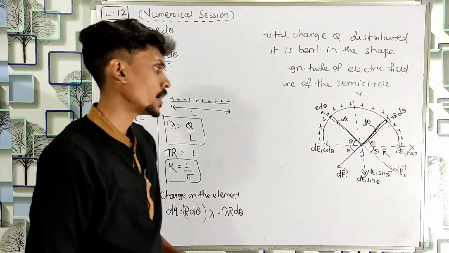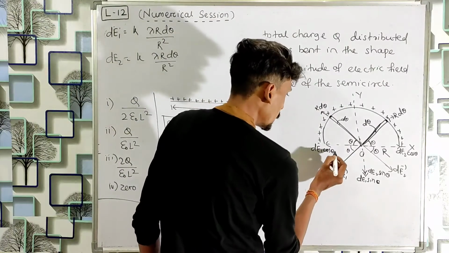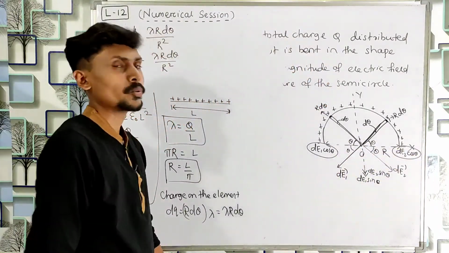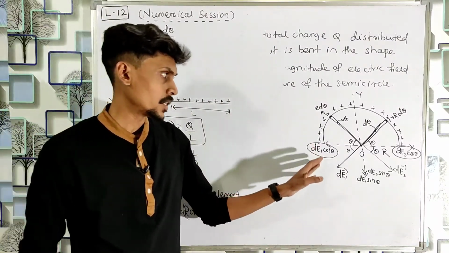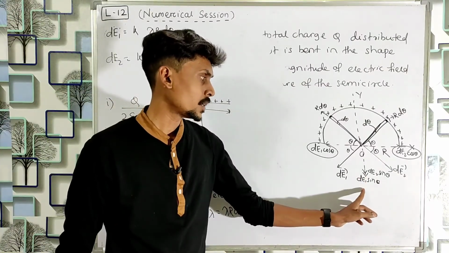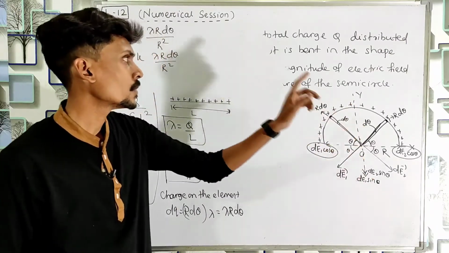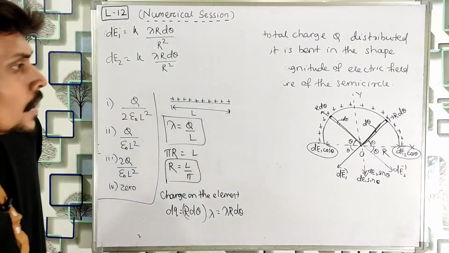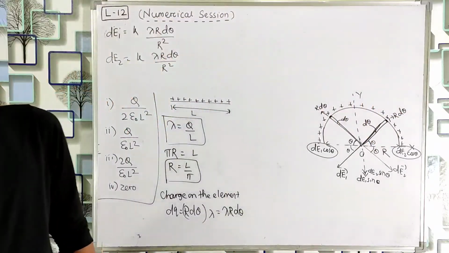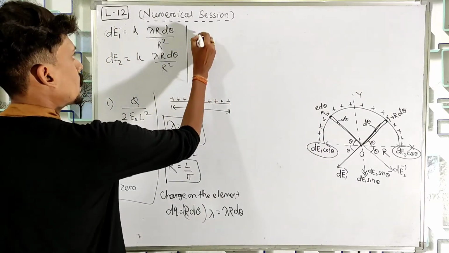So dE1 and dE2 both have the same magnitude. Is that clear? That's why the dE1 cos theta and dE2 cos theta components will cancel each other, because they have the same magnitude but opposite direction. But dE1 sin theta and dE2 sin theta will be added up because they are in the same direction. So for these two elements, the total electric field at this point O will be how much?